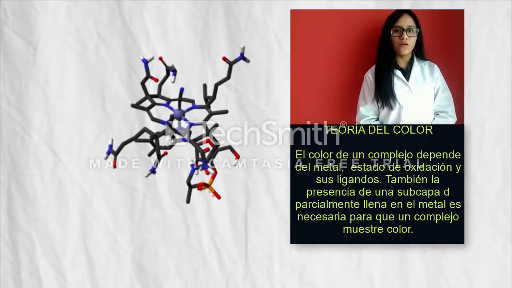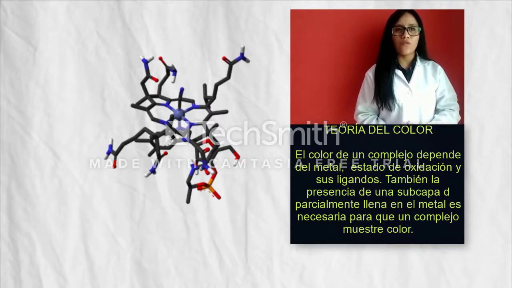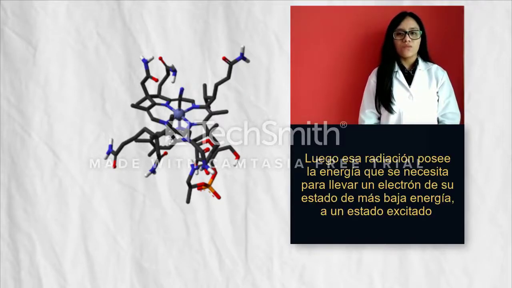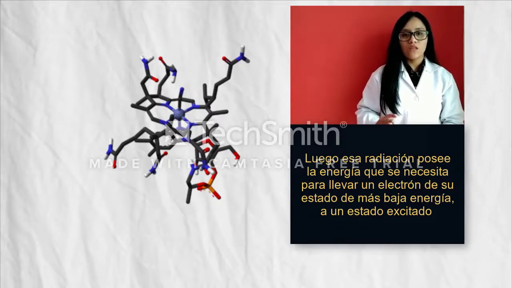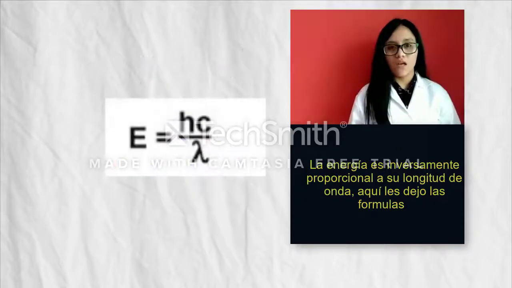Theory of color. The color of a complex depends on the metal oxidation state and its ligands. Also, a partially filled d sublayer in the metal is necessary for a complex to show color. Then, that radiation possesses the energy it takes to bring an electron from its lowest energy state into an excited state. The energy is inversely proportional to its wavelength. Here are the formulas.